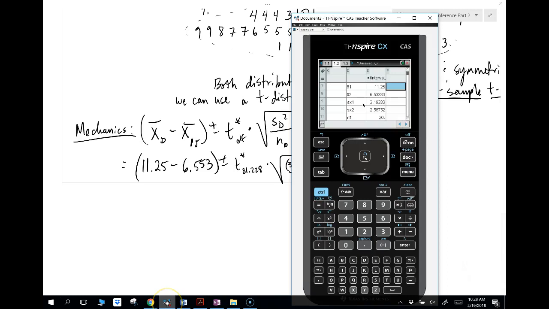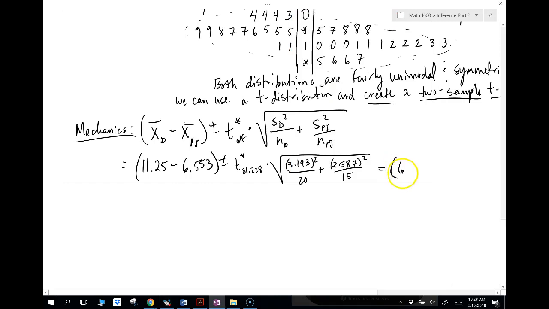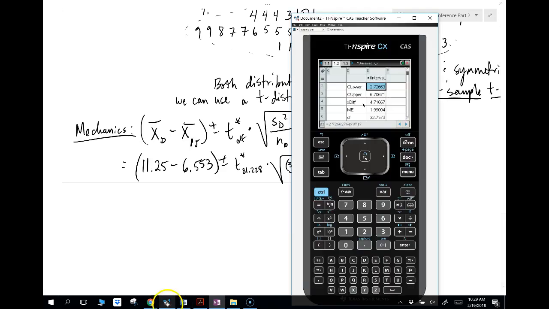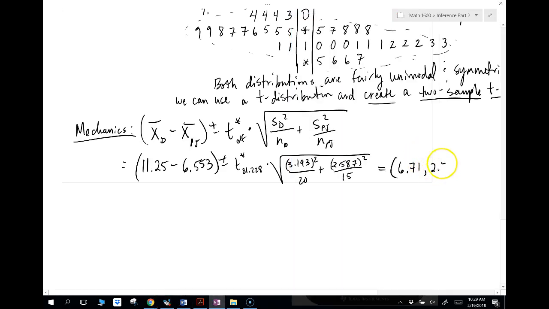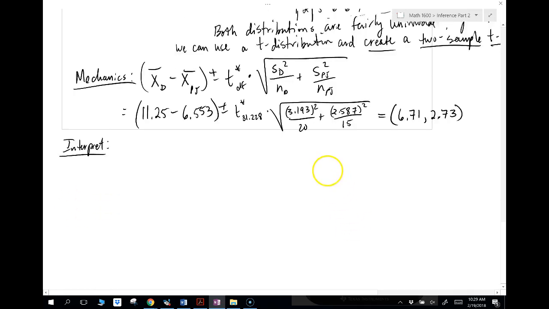So our upper is going to be 6.7. So we're going to go ahead and say 6.71. And our lower is 2.7. We're going to go ahead and say 2.73. All right. So now what does this mean? Because we always have to interpret this guy, right? Interpret. So how do we interpret this?